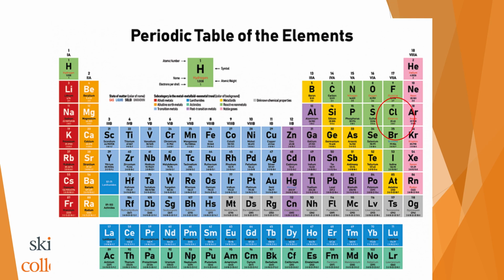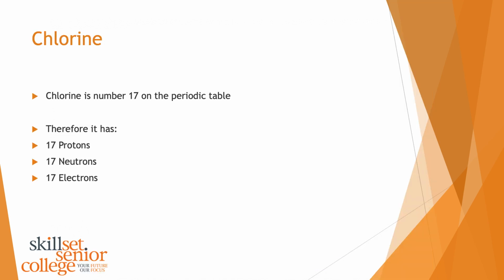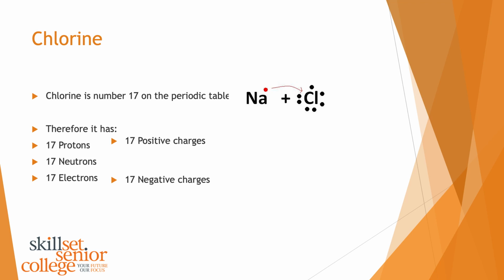Chlorine. Let's look at chlorine, the other side of the equation. If chlorine is number 17 on the periodic table, it must have 17 protons, 17 neutrons, and 17 electrons. That means it has 17 positive charges in the protons and 17 negative charges in the electrons. And we see it's gaining an extra electron from sodium. Therefore, it still has 17 positive charges. That hasn't changed, but it has gained an extra electron. Therefore, it now has 18 negative charges.